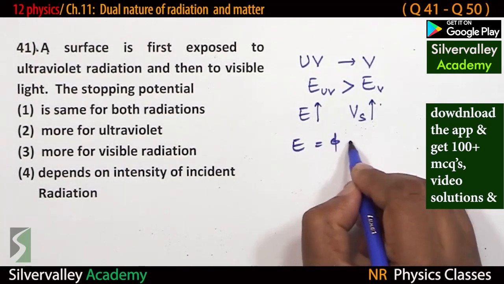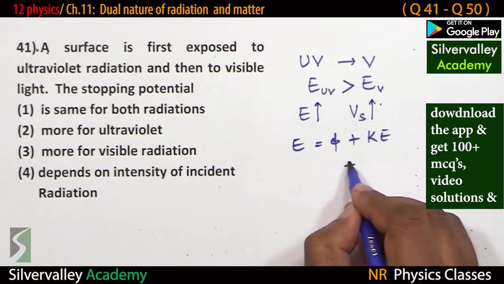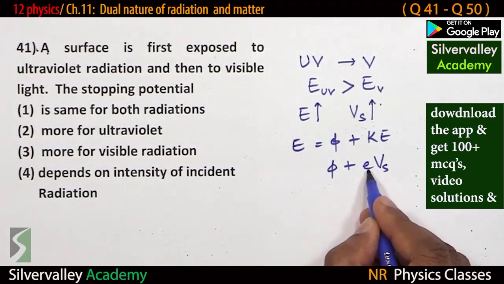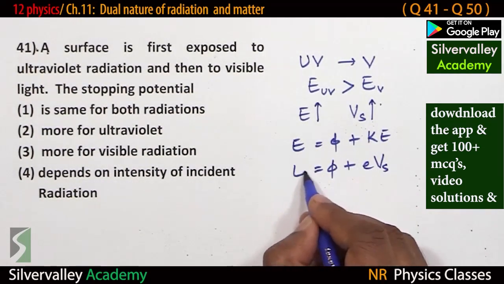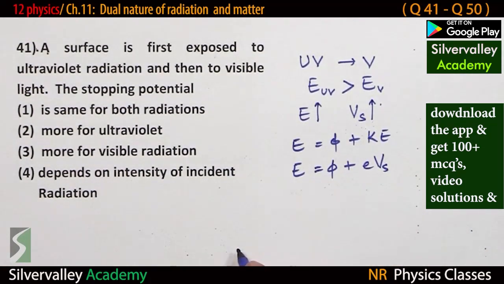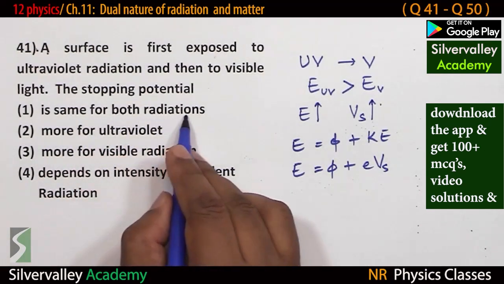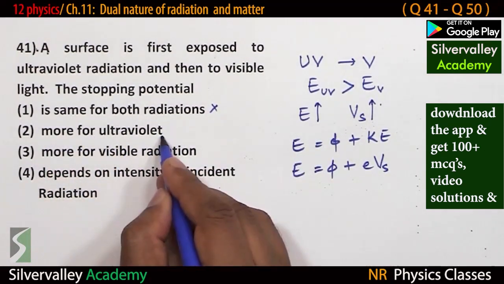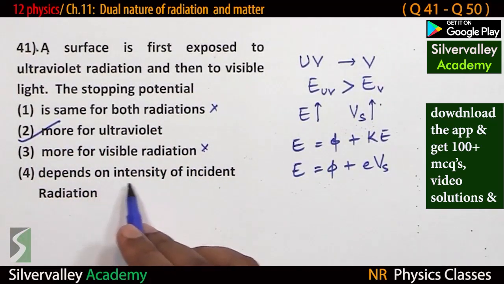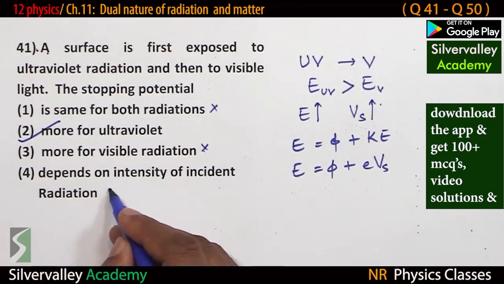E equal to phi plus kinetic energy. Kinetic energy is charge times stopping potential. Therefore, E equal to phi plus eVs. Phi is the same for both the radiations. More for ultraviolet? Yes. More for visible? No. Depends on intensity of incident radiation? No.